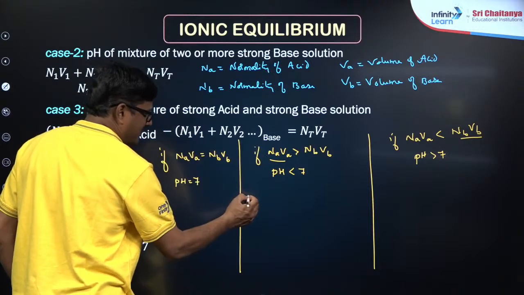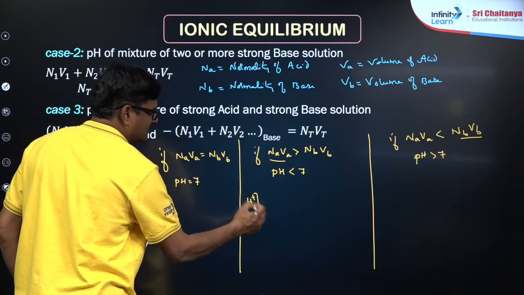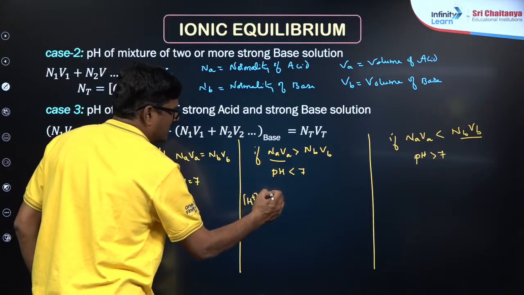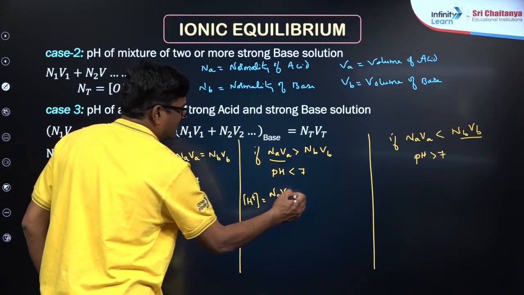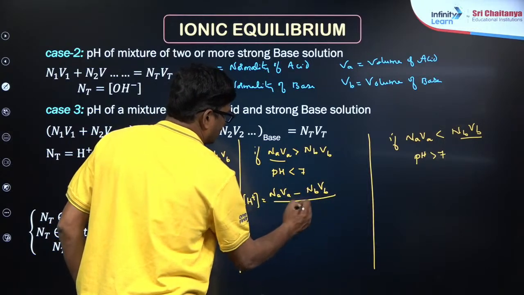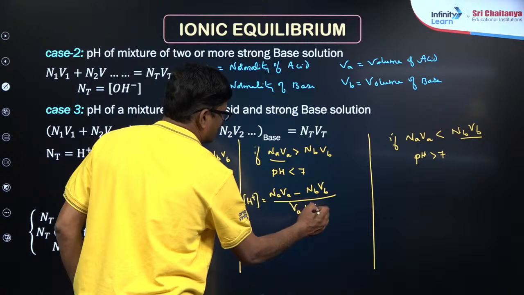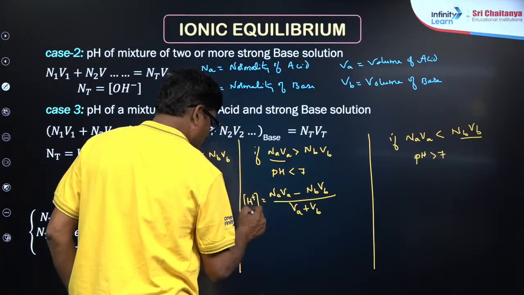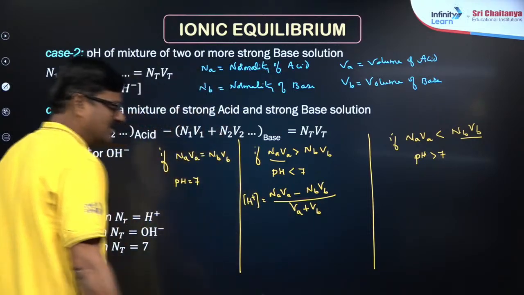So this pH can be calculated by taking the H plus ion. How? NaVA minus NbVb upon Va plus Vb. So from here you can calculate the pH.